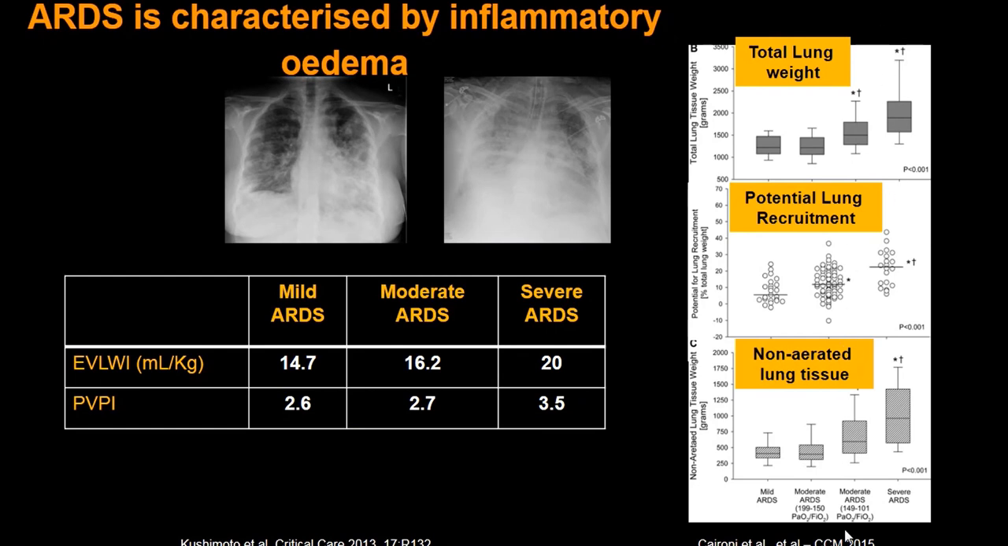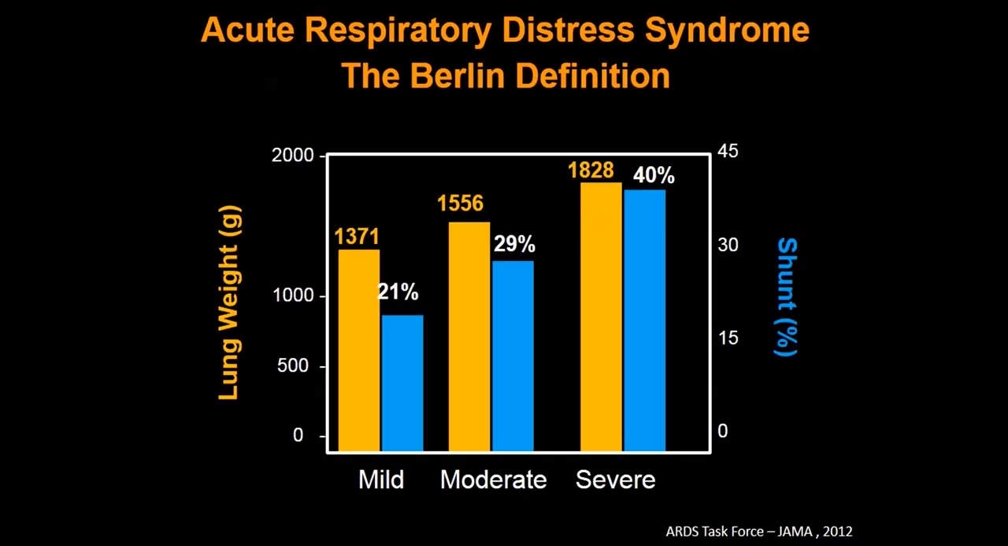You can see on your right-hand side that as the water increases, the lung weight increases. As the lung weight increases, there is more collapsed, non-aerated tissue, but it also means there is a greater potential for lung recruitment. It means the increase in the PEEP will increase aerated lung. And this is from the validation cohort of the definition that I showed you earlier on.